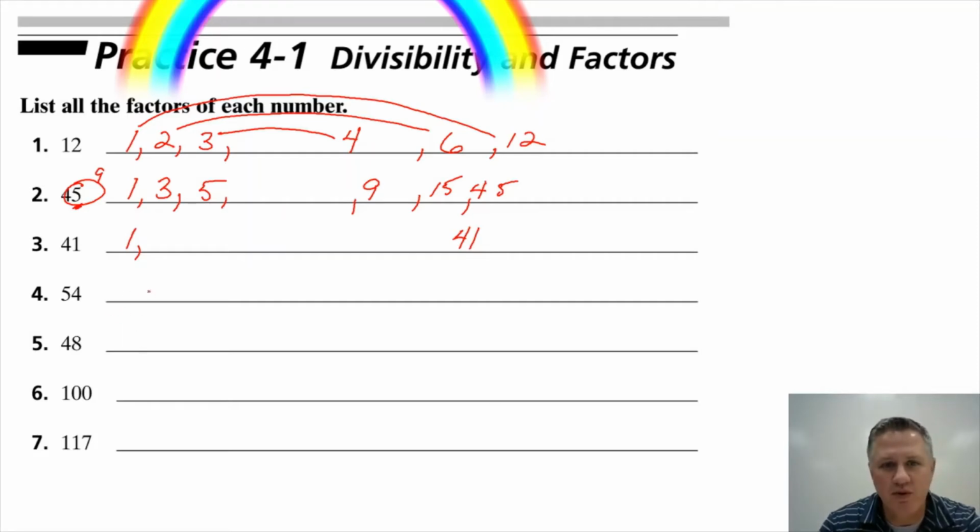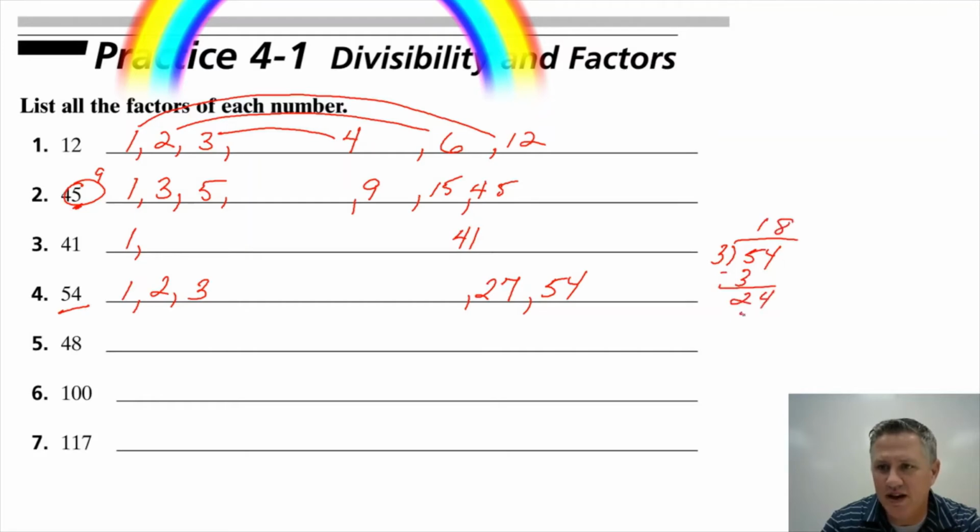All right, number 4, 54. 1, 54. It's even, so 2 goes into it. And what's half of 54? Well, that's going to be 27. All right. Let's see. 3. Can 3 go into it? Well, the sum is 9, right? So 3 goes into it. And sometimes you might actually have to do the work and say, how many times can 3 go into 54? Well, we'll do the work over here. And I see that, okay, it is 18 times. So 3 goes into it 18 times.